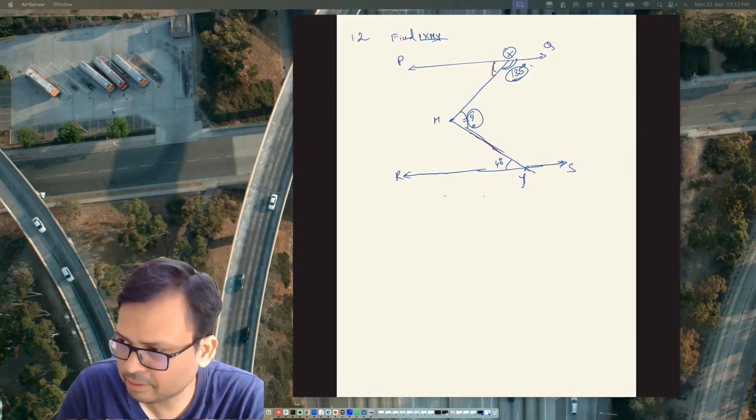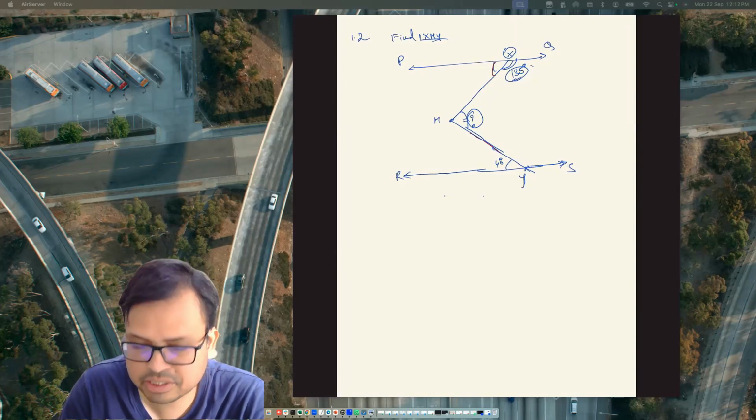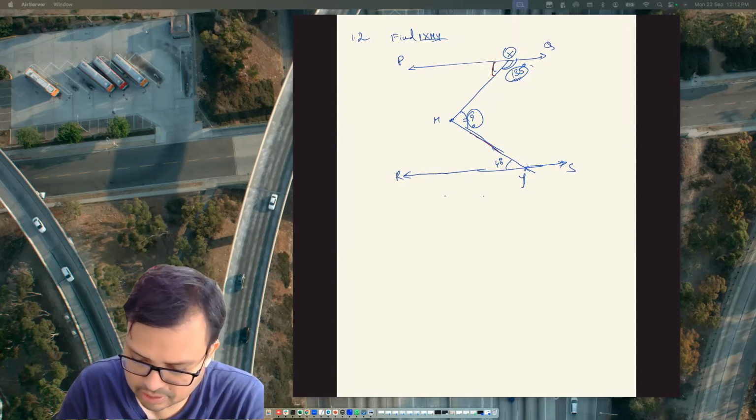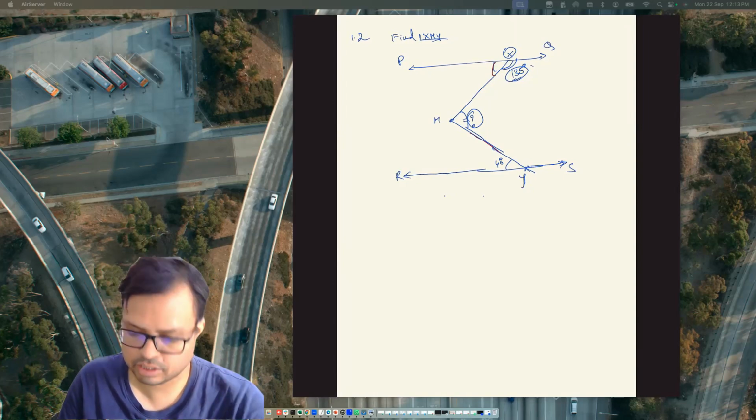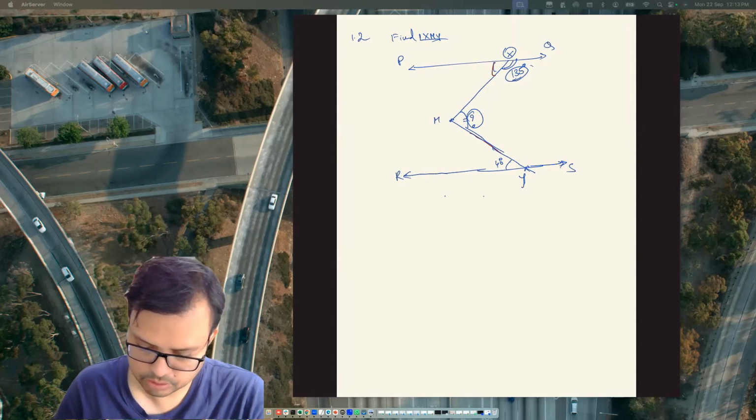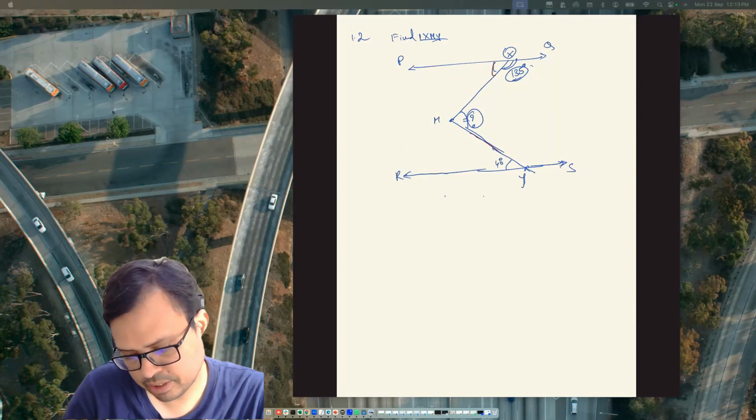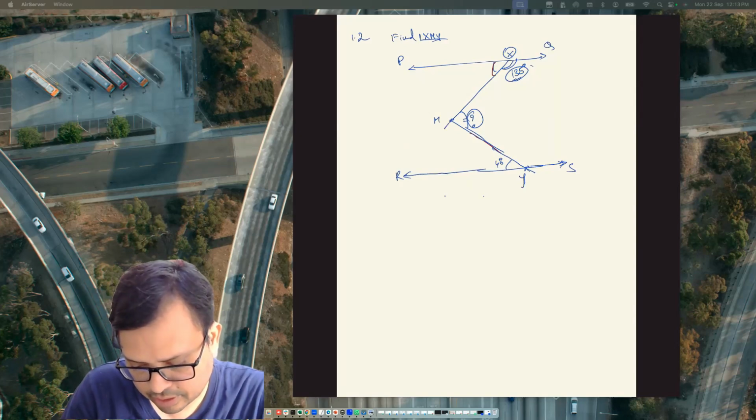Now, this can be solved in multiple ways. In CBSE textbooks, I think a little bit of higher order thinking is required to solve it in the textbook solution that is given. But I'm trying to simplify it and see how we can solve this particular problem.